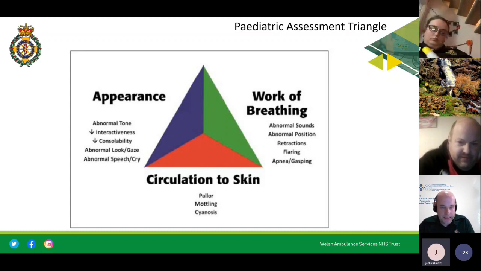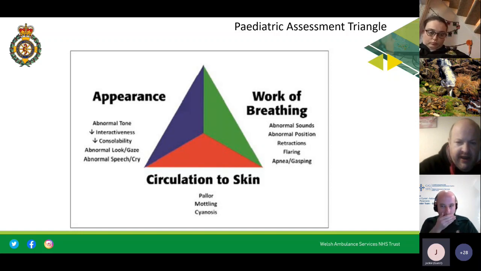So hopefully you've seen it before. We're looking at appearance, work of breathing, and circulation, and we've talked about all of this already. Appearance is probably the newest, and what we look at is TICLS. So we look at the tone, interaction, consolability, look and gaze, and the speech and cry of the child.